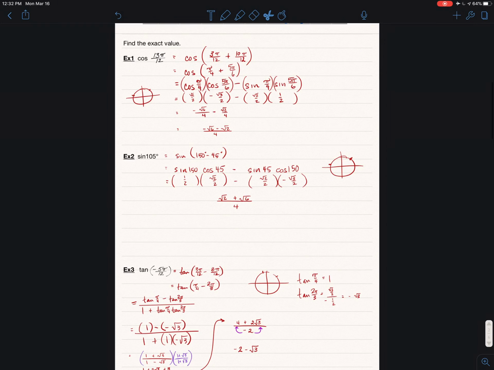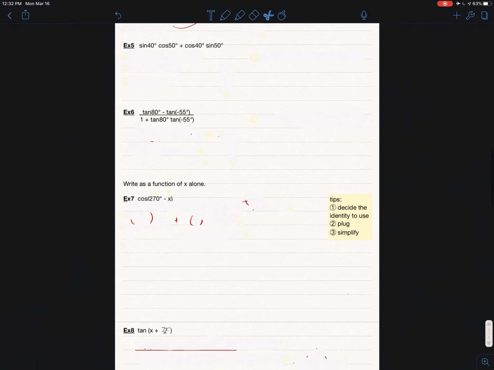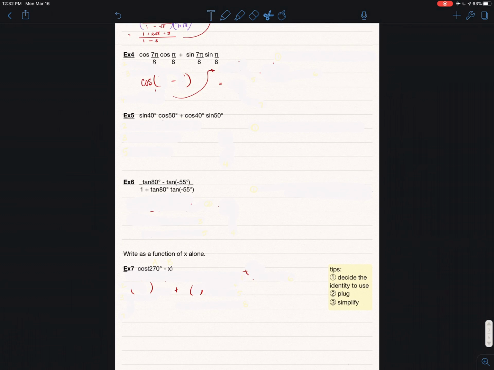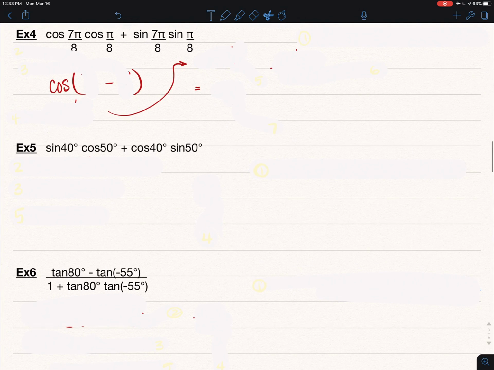So again, in 1, 2, and 3, we dealt with a single angle and we split it into a sum or difference, and then we plugged into the right side of the identity. But I want you to take a look at examples 4, 5, and 6. In examples 4, 5, and 6, you're looking at something that looks like the right side of each identity. The first one says cos cos plus sine sine. Look at example 5. Sine cos plus cos sine. And then in example 6, tan minus tan all over 1 plus tan tan. So these are the right side of the identity. We're going to work on plugging into the left side of the identity.